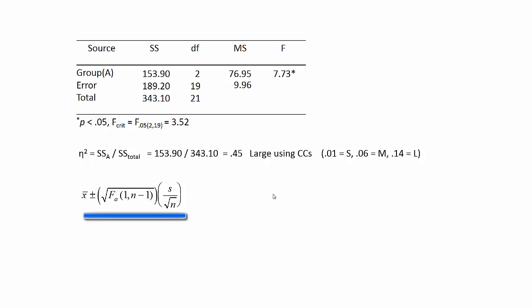So here's the formula. X bar plus or minus, we get this F alpha with 1 and n minus 1 degrees of freedom, and then that's multiplied by the standard error of the mean for that group. So we take a look at the first group.